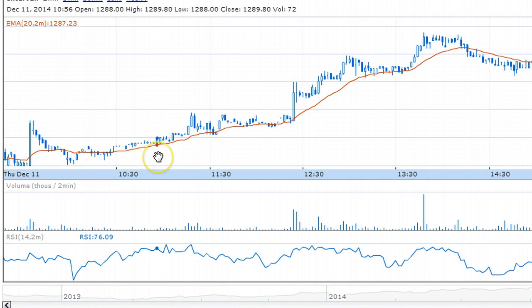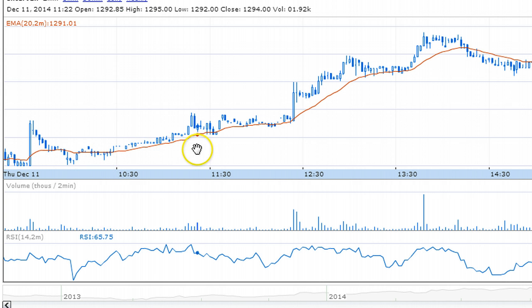I have an EMA line here, the default setting in Google Finance, and you can see that the stock mostly stays above the EMA line, which is also a sign of bullishness, and even the RSI was mostly on the upper side, which is also exhibiting a bullish trend or a consistent buyer's presence.